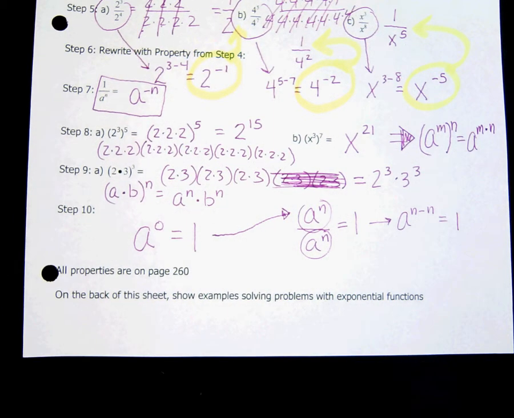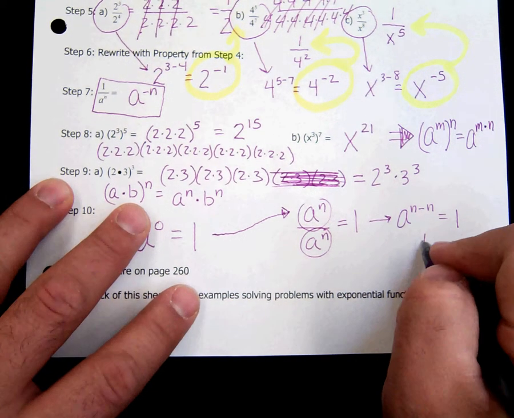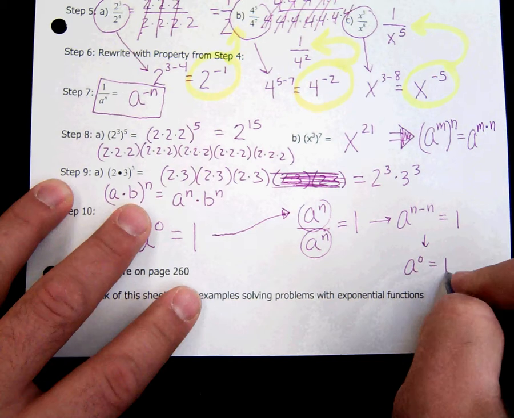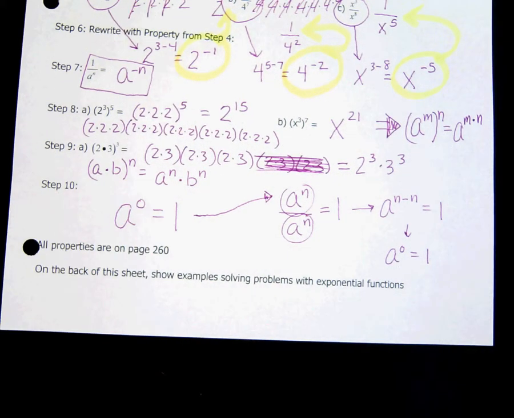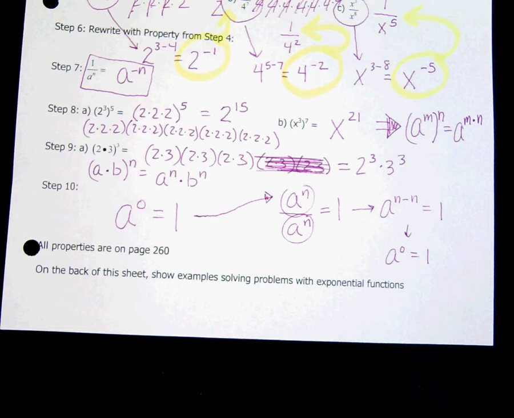So what he started with is a true statement. Anything over itself is 1. We've been learning that for years, decades, centuries. That's true. The property from above says that when you have like bases, you subtract their exponents. And what's n minus n? A to the 0. So it has been proven. That's an algebraic proof. Talked a little bit about those yesterday, continuing them today. This is Algebra 2, so it makes sense to talk about algebraic proofs.